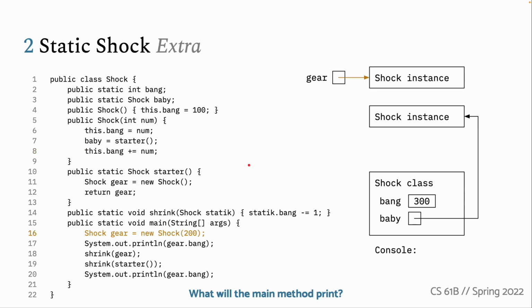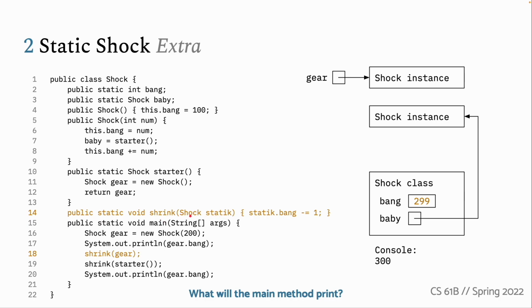And now we're going to go to line 17, which is going to print out gear.bang, which prints out the static variable, so that prints out 300. And now we're going to run the shrink function. So this is the static shrink function right here.